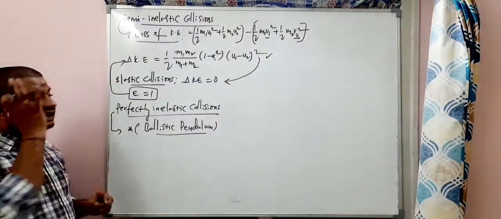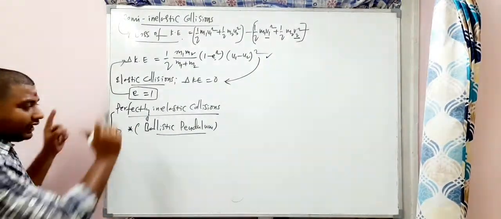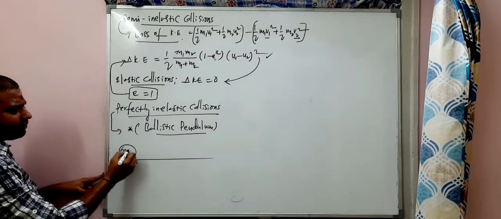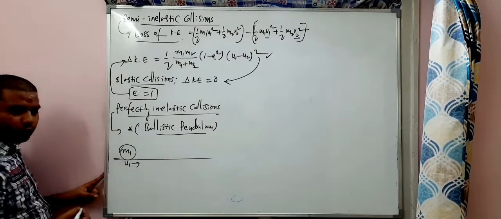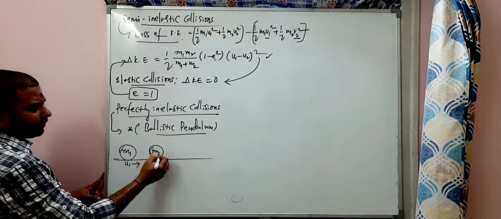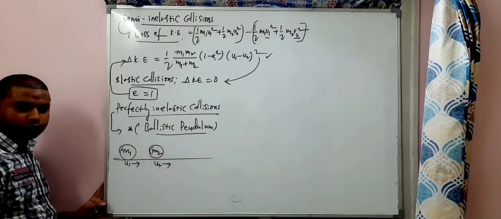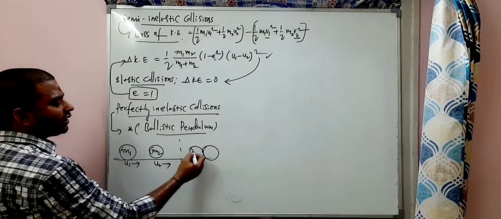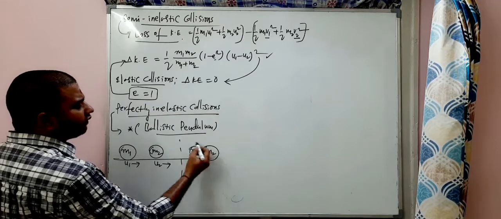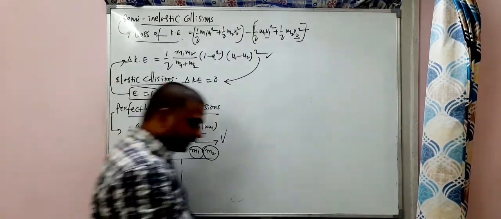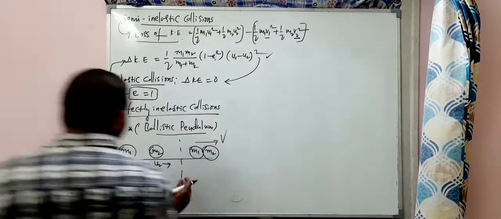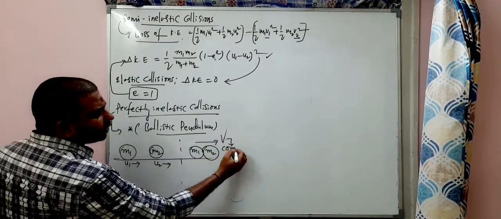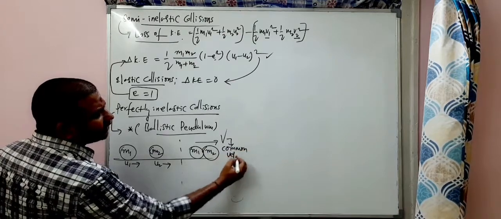In perfectly inelastic collisions, what happens is, listen. There is a body of mass m1 moving with a velocity u1, and a body of mass m2 moving with a velocity u2. After the collision, both the bodies stick together and move with a common velocity v. That v is called the common velocity, my dear students.